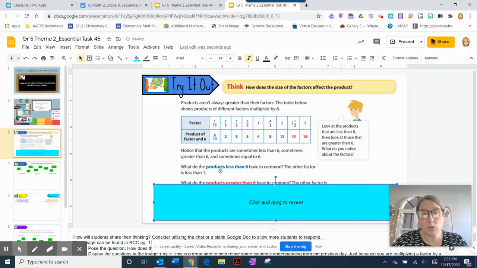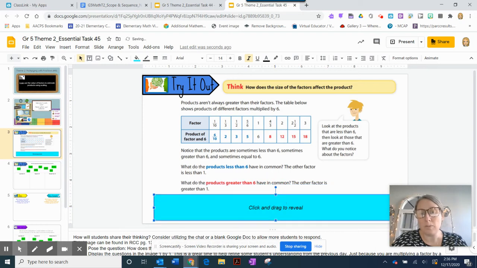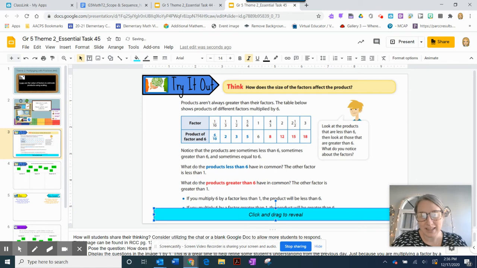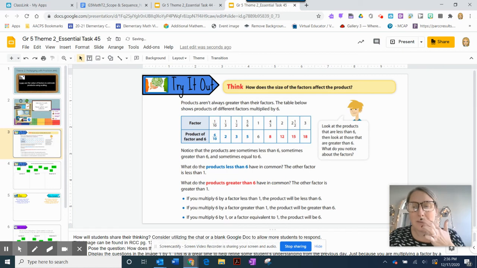And then thinking about these products that we said are less than 6, what do they all have in common? They're all less than 1, right? Our products greater than 6, what do they all have in common? They are multiplied by factors greater than 1. And then if you multiply 6 by a factor less than 1, the product will be. So these are just those conjectures or those rules. This is really taking that understanding from the previous day and reinforcing that with students. So think about how you want to structure those questions, how you want to structure this image.